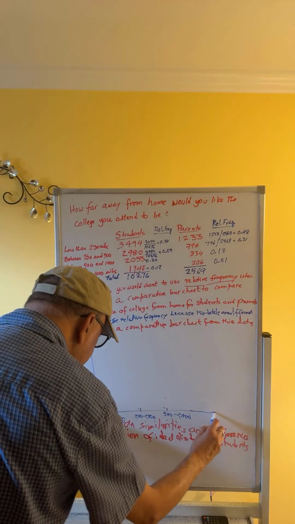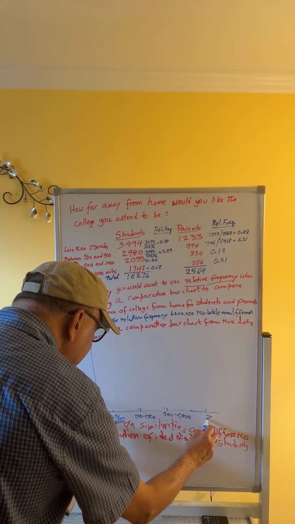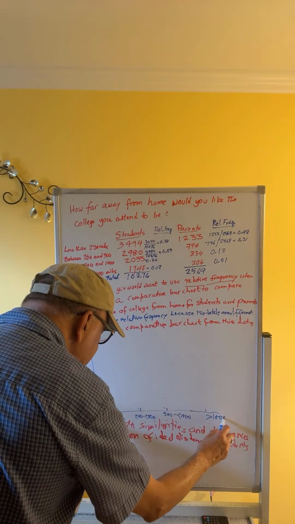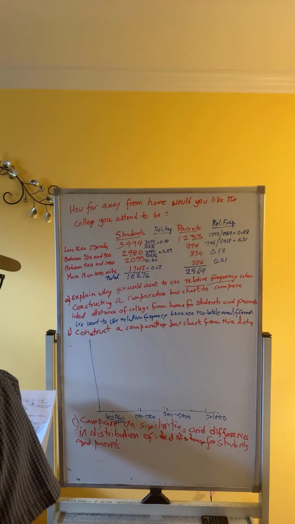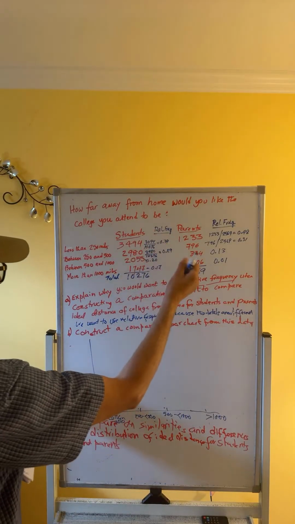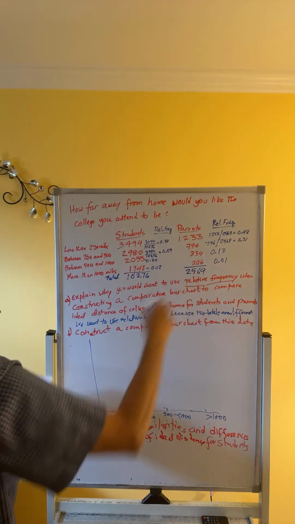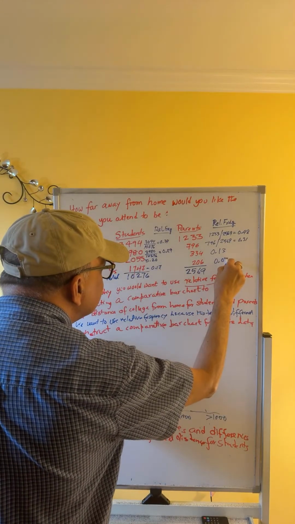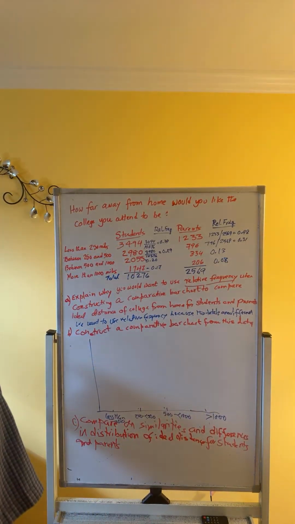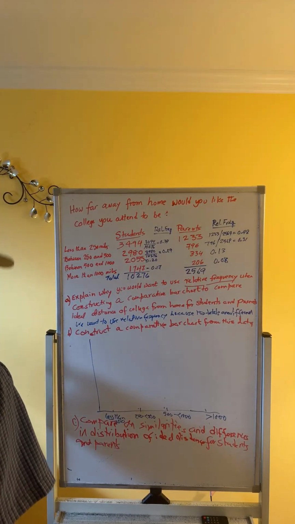And the last category will be more than, greater than 1000 miles. Okay, so we will have relative frequency on the vertical axis. If you look at the numbers, the lowest is 0.08 and the highest is 0.48.